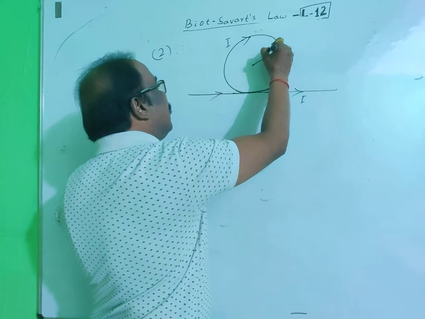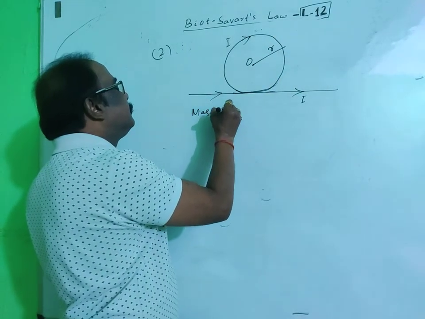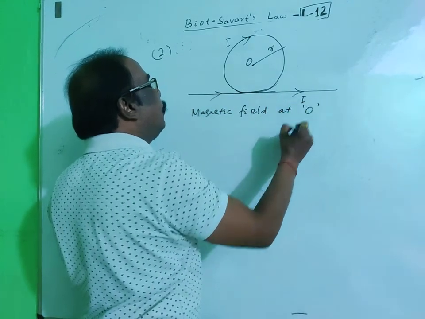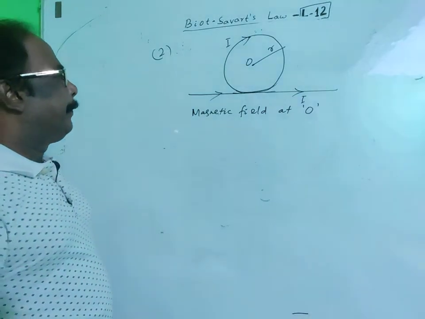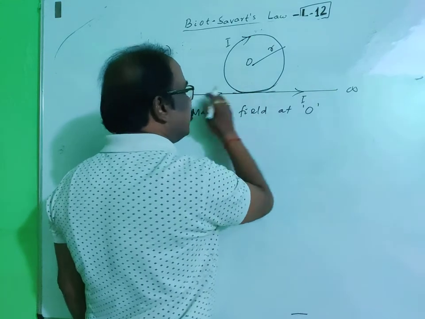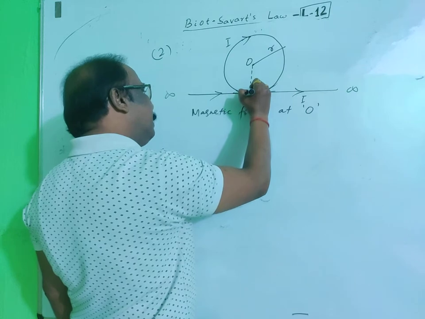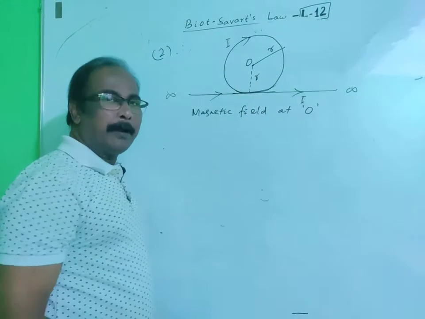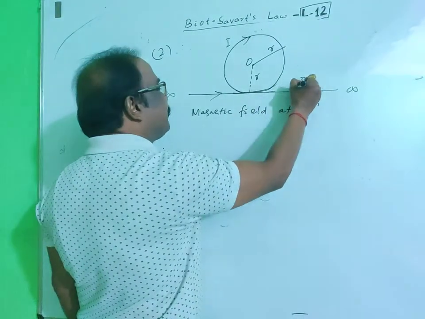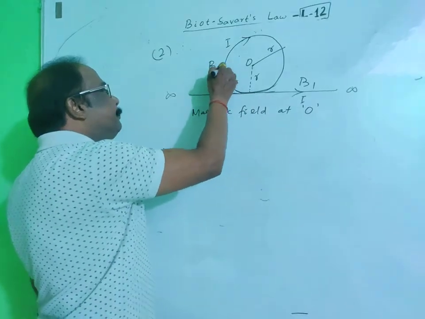Radius of the circle is R, center is O, and we want the magnetic field at the center, that is at O. Then see, this straight conductor is infinite long, and the perpendicular distance is also R. Let the magnetic field due to the straight conductor be B1, and due to the circular conductor be B2.